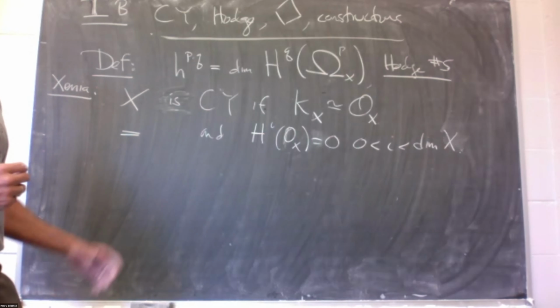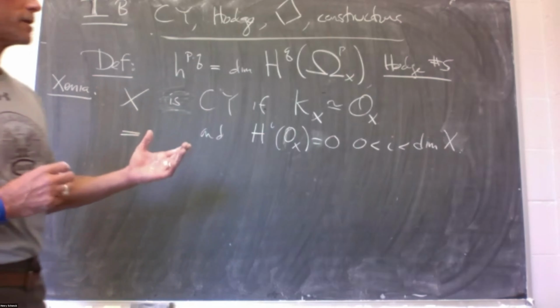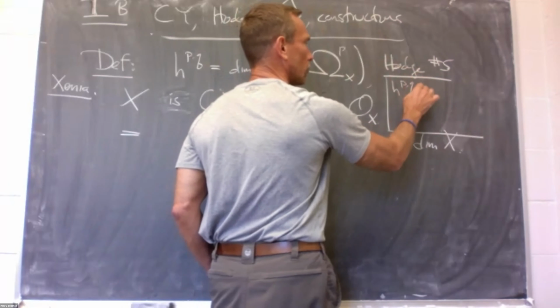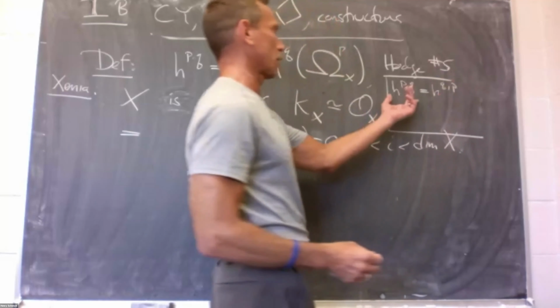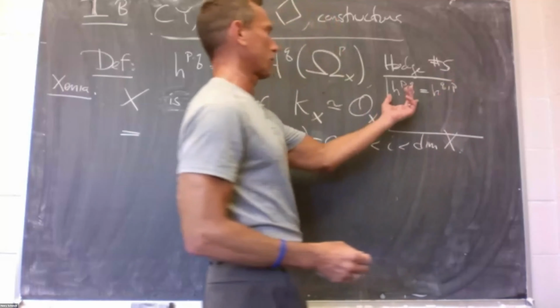I've neglected to mention one key fact about the Hodge numbers, which is that they have a beautiful symmetry. So it turns out that h^{p,q} is the same as h^{q,p}. So we're going to plot these numbers as a grid. There's 2 parameters here. And h^{p,q} is h^{n-p,n-q}. So the Hodge numbers have a symmetry.